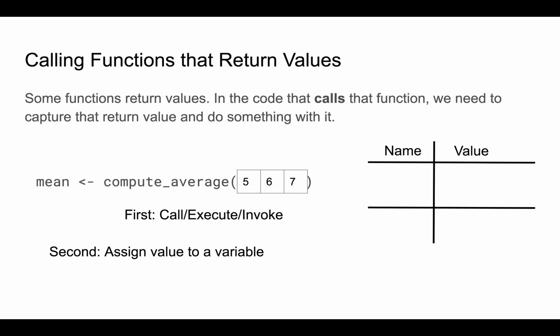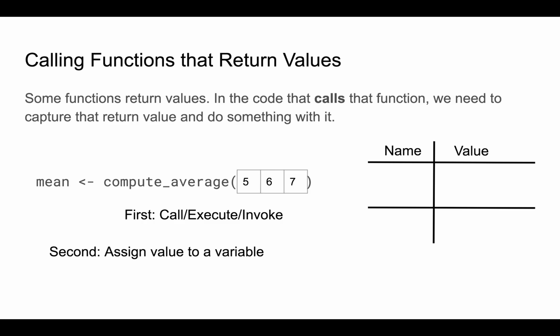And it's really useful to have functions that return values, but we need to do something with that return value. So I'm going to repeat the example now, but I'm going to put it in the context of code that is a little more useful. So this code here calls compute average, but notice it's on the right-hand side of an assignment statement. That arrow means I'm going to assign the return value from compute average to a variable named mean.